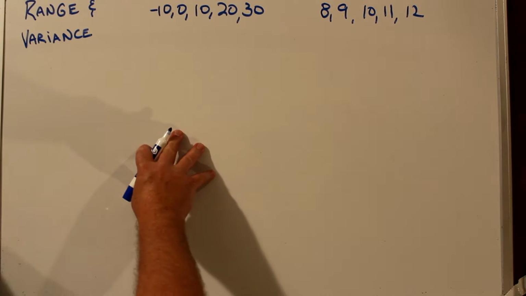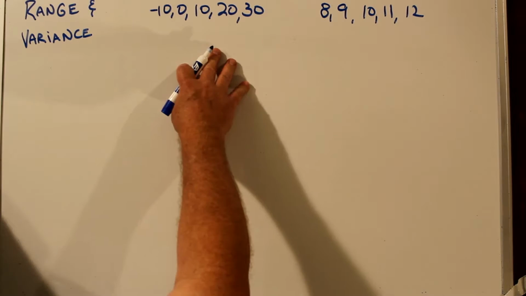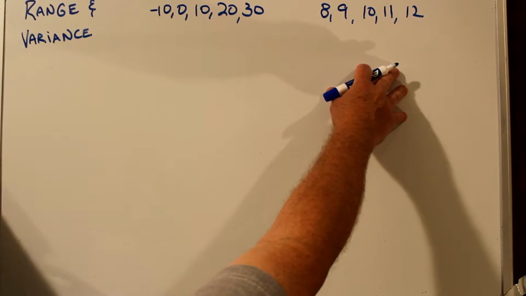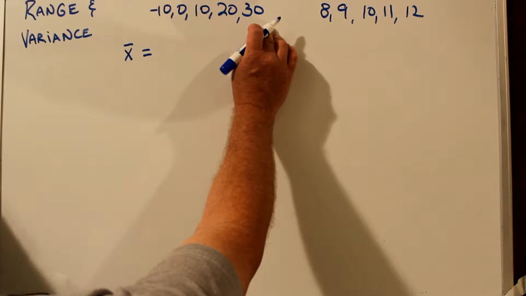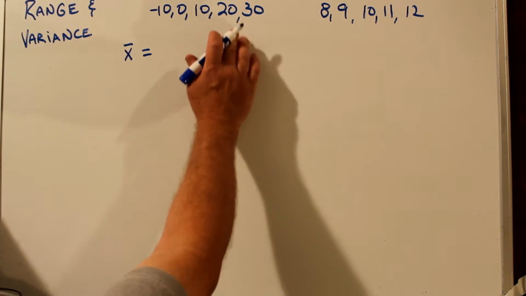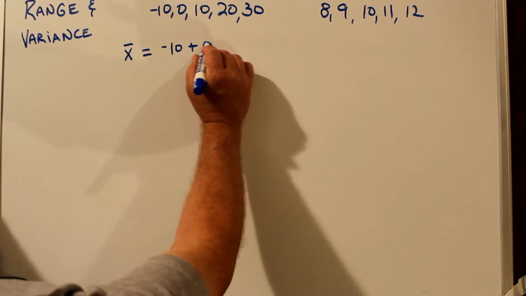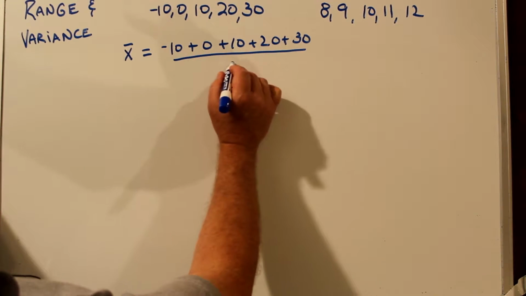Let's look at the statistical measurements of range and variance. I have two groups of 5 numbers. Let's first take the average, x bar, which we find by adding up the numbers and dividing by n, the number of numbers, in this case 5. So let's add up these numbers and divide by 5.